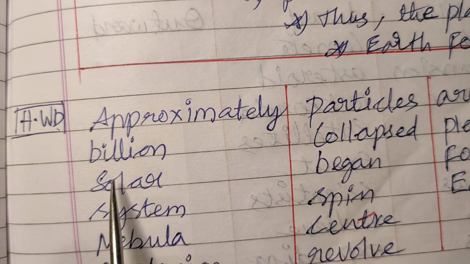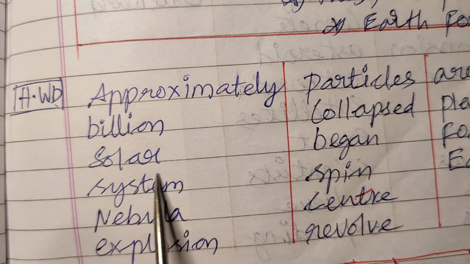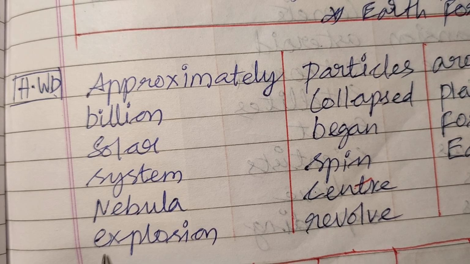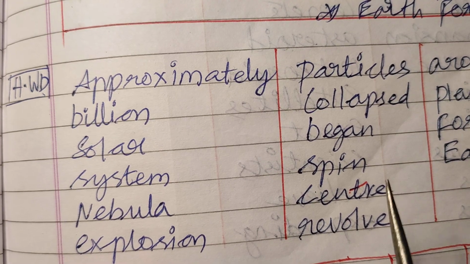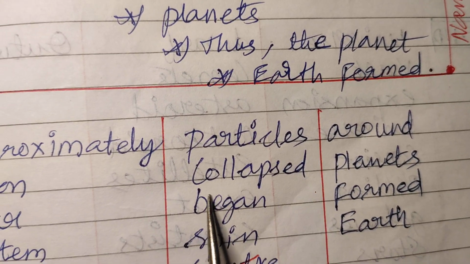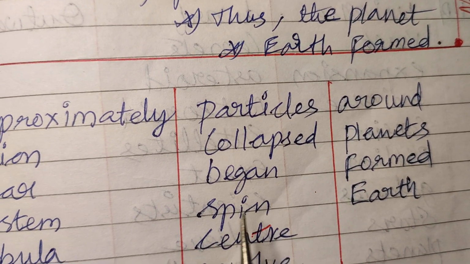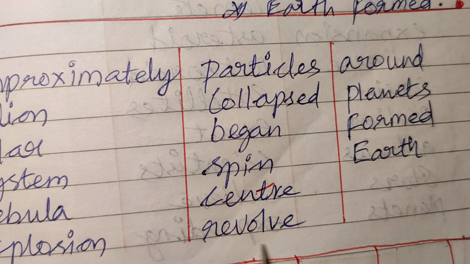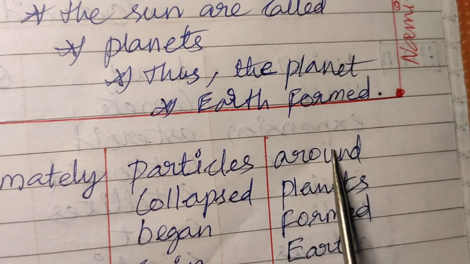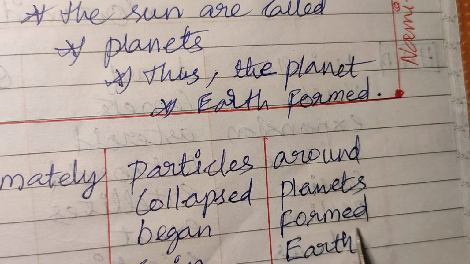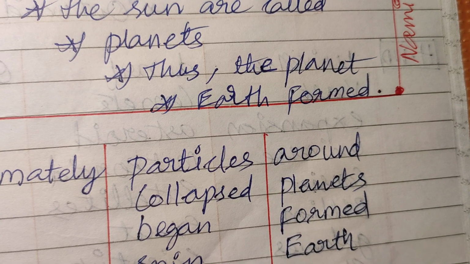Keywords to remember: approximately, billion, solar system, nebula, explosion, particles collapsed, began, spin, center, revolve around, planets, formed, Earth.